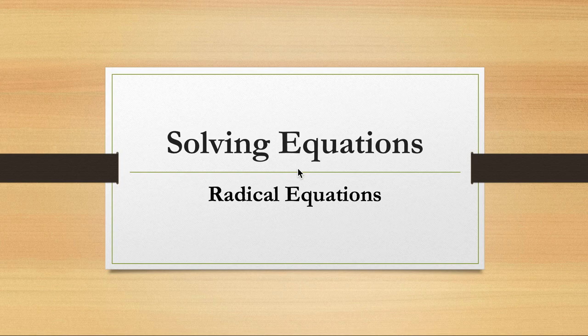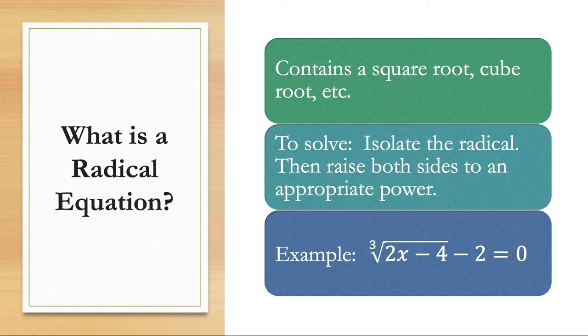Our next type of equation is called a radical equation. So let's look at what is a radical equation. A radical equation is an equation that contains a square root or a cube root or a fourth root, something to that effect. So we're looking at a problem that either has a square root or a cubed root, etc. To solve, we want to isolate the radical, meaning you want to get that radical by itself on one side, and then you want to raise both sides to an appropriate power.